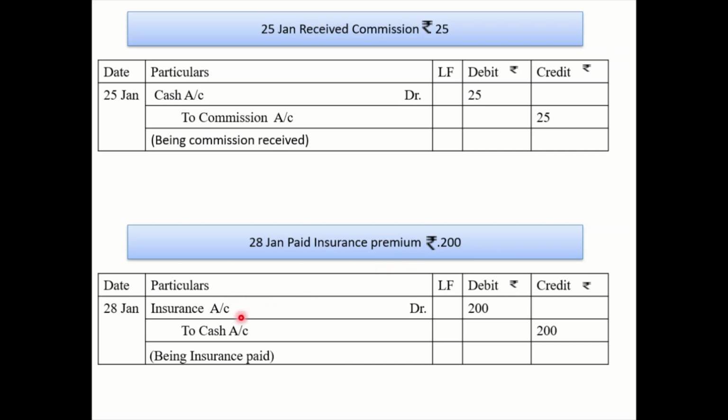20th January, paid insurance premium, rupees 200. Again here, insurance and cash. Insurance is an expense. That's why insurance account is debited. To cash account, cash is going out. That's why cash account is credited. Narration: being insurance paid.